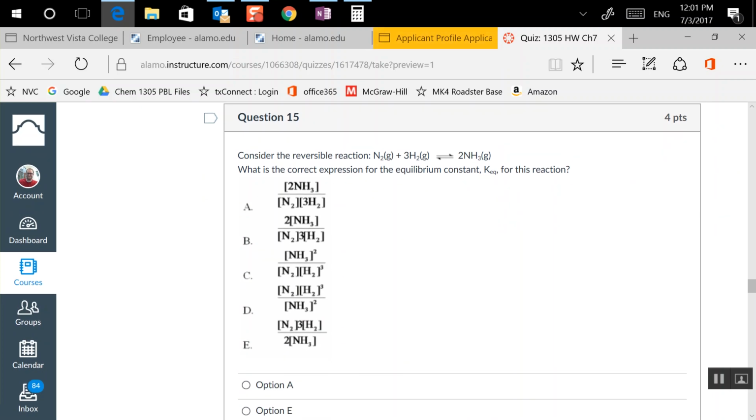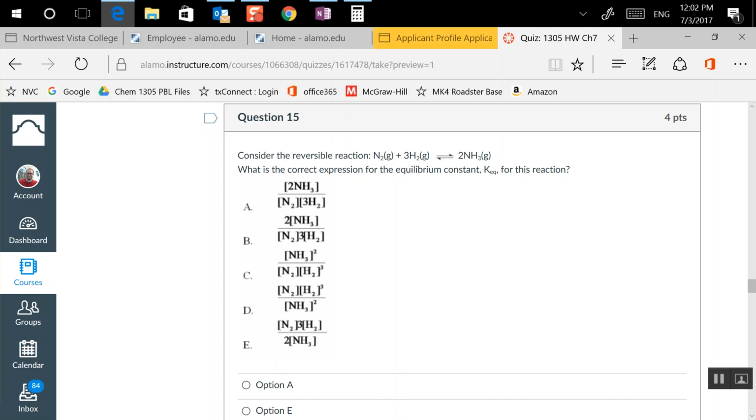Okay, what is the correct equilibrium expression? So it's products over reactants. First off, I need to put NH3 on top. NH3 is on top here, here, here, not here, and not here. So these last three, I can eliminate. Those ones will not be the correct answer.